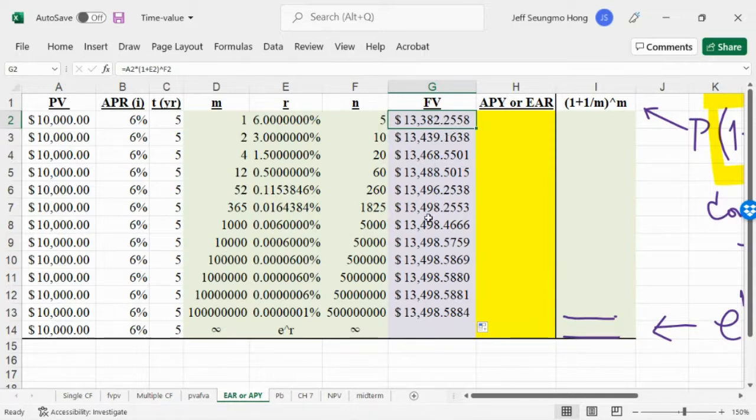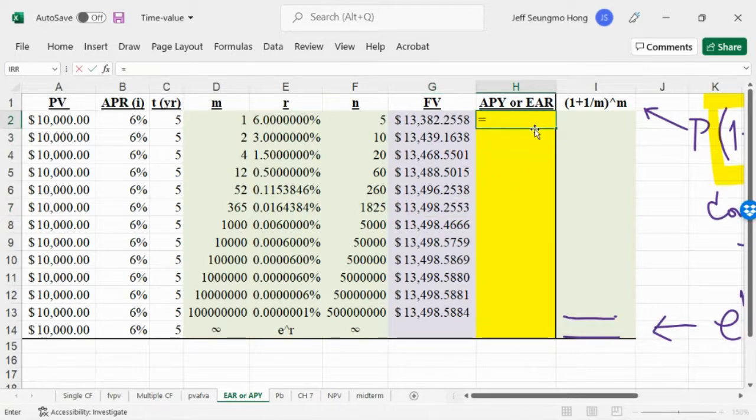So the question is, what kind of APR, what kind of interest rate, simple interest rate, will take you to the same future value without getting compounded daily for 5 years? In other words, just compounded once a year for 5 years, right? The rate that can take you to the same future value like this, that's the APY. And how do you find it?